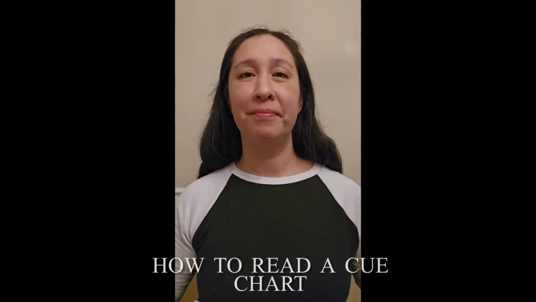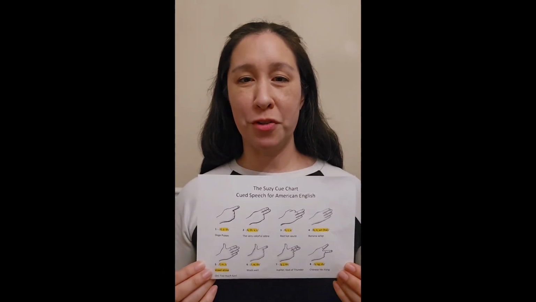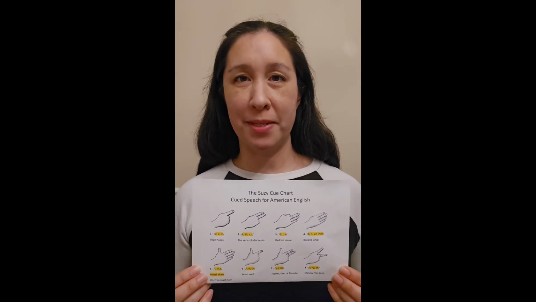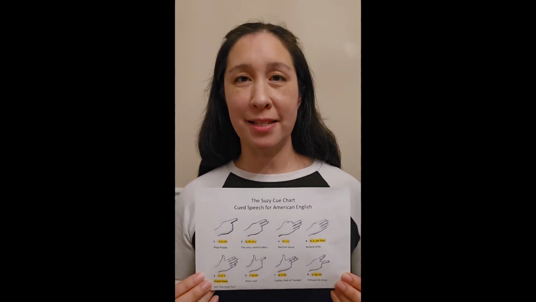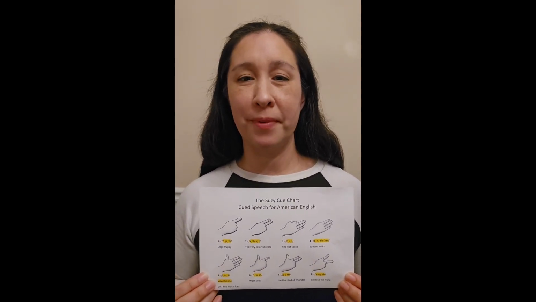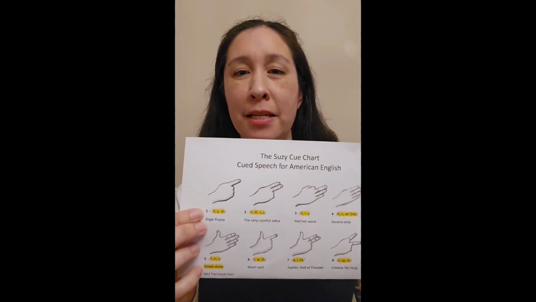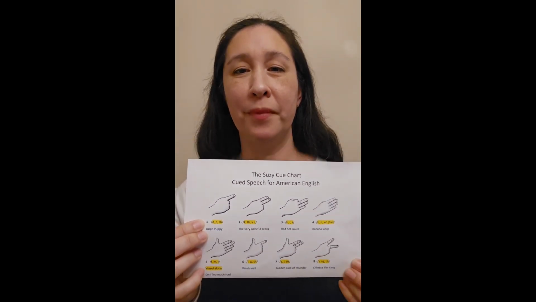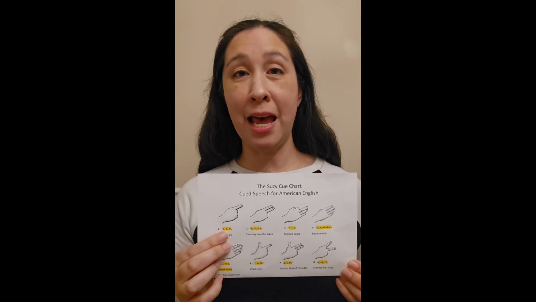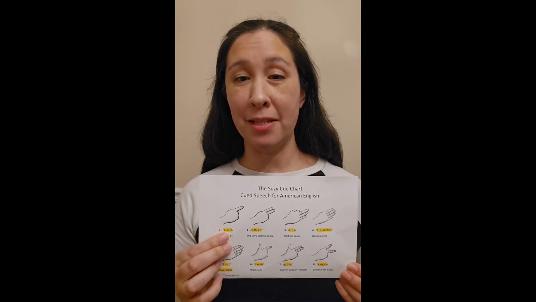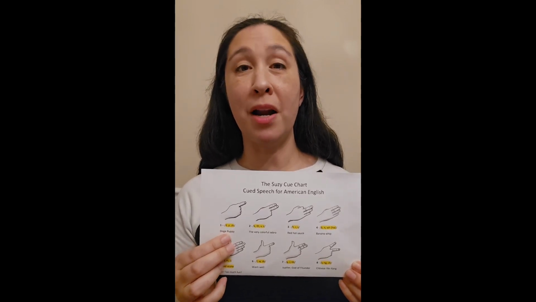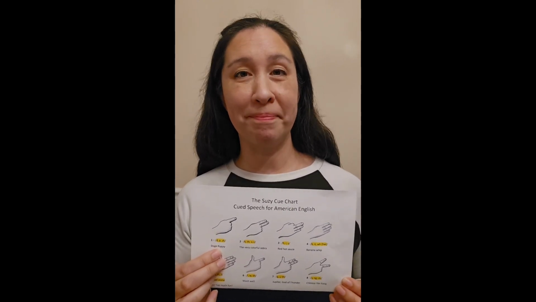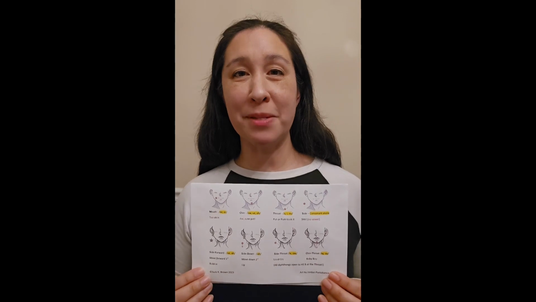So, how do you read a cue chart? The top half of your cue chart has 8 hand shapes. These represent the consonant sounds of American English. Each hand shape is designated by a number. You will also see the sounds that each hand shape makes, as well as a mnemonic to help you remember them. Flip the chart over, and you have the placements.